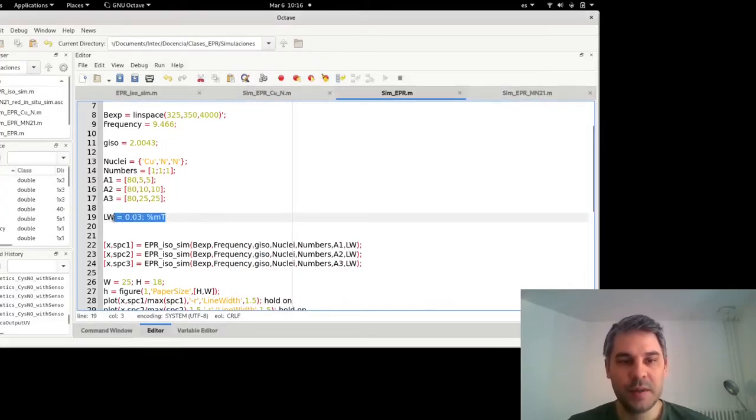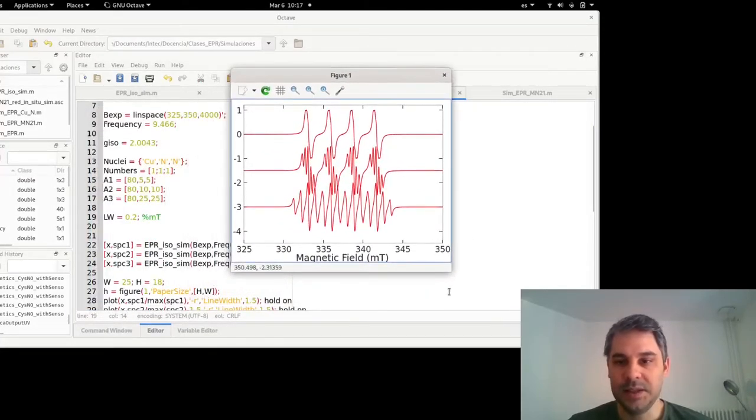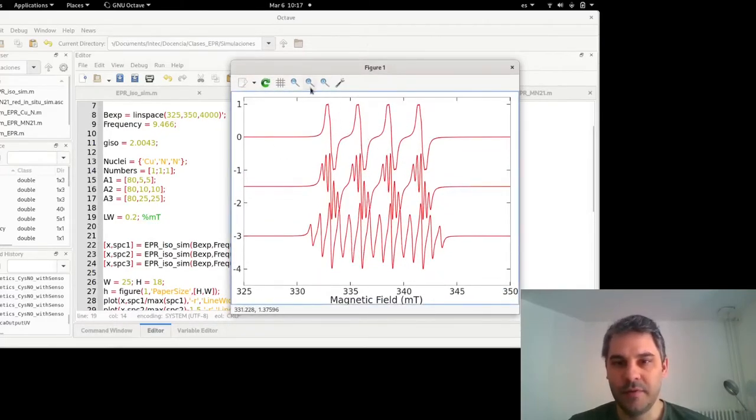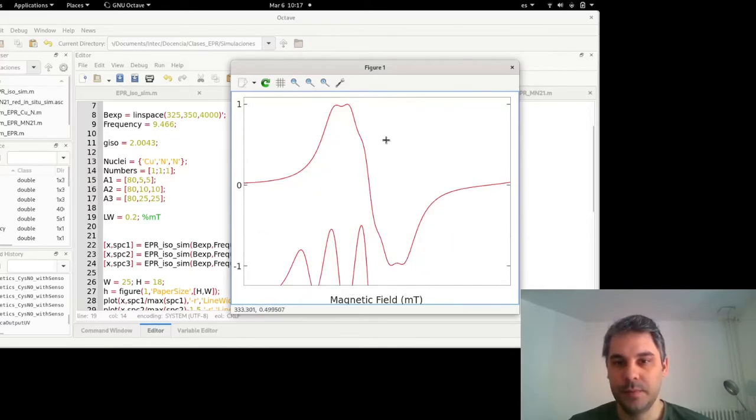And all the simulations have been done with a very small line width in millitesla. Millitesla is the magnetic field unit. And this small line width has been done to show better the different details. But if I increase the line width to 0.2 millitesla and run again, then the lines become much less well resolved. At the beginning, it's very hard to resolve the individual nitrogen splittings in each of the copper hyperfine splittings. You can see them if you zoom enough, because still I have few nuclei.